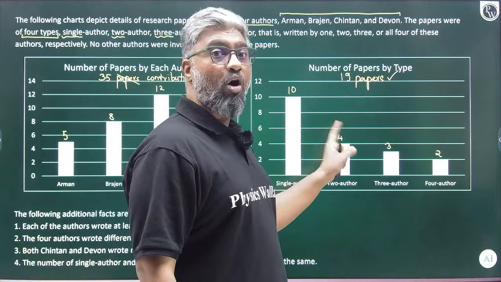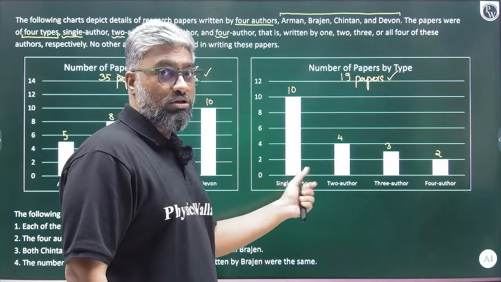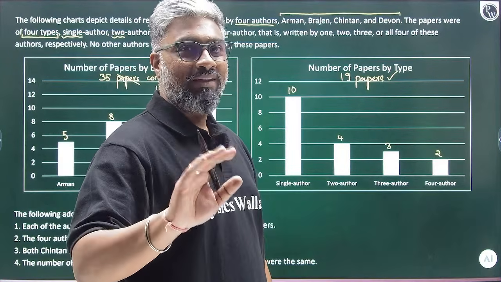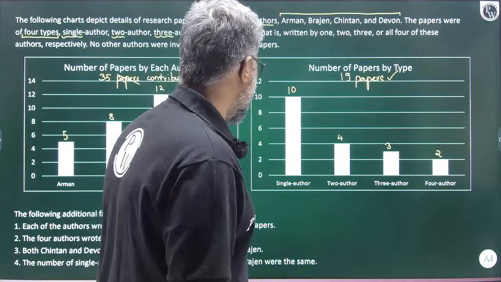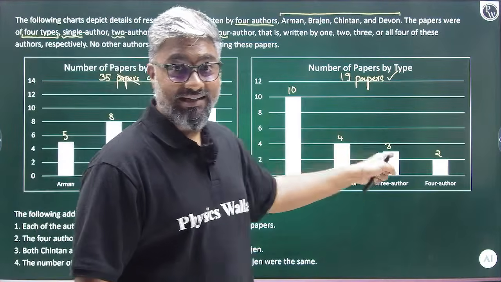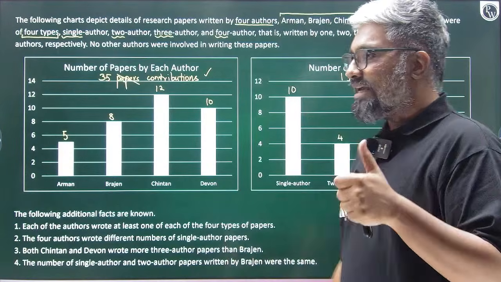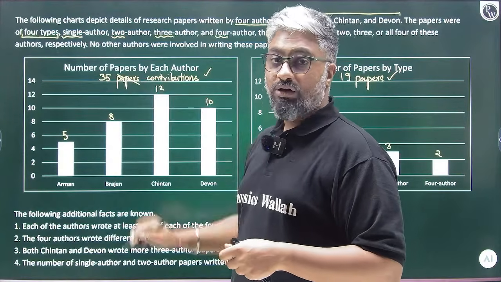Can there be any common papers here? Can one paper be written by a single author also, 2 author also? No. There are no intersections here. I hope this is clear. There can be intersections here, yes, but there cannot be any intersections here. Clear? Yes. So 19 papers and overall there are 35 contributions.